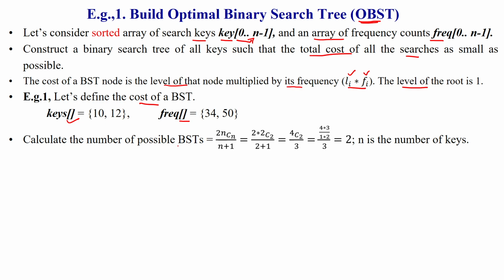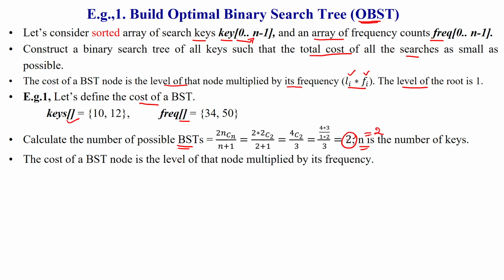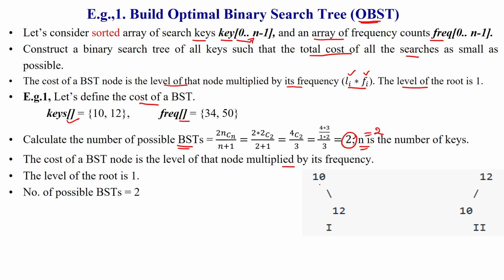So we have to find the number of possible binary search trees by using the formula 2n choose n divided by n plus 1. When you substitute the values, there are 2 possible binary search trees for n equal to 2 keys. Here the cost of a node is the level of the node multiplied by its frequency value. When constructing the tree, first we take 10 as the root node and the remaining node is 12, which is greater than the root, so we add it as a right child. Then for the next tree, 12 is taken as the root, and the remaining one is 10. The 10 is less than 12, so we add it as a left child to 12.